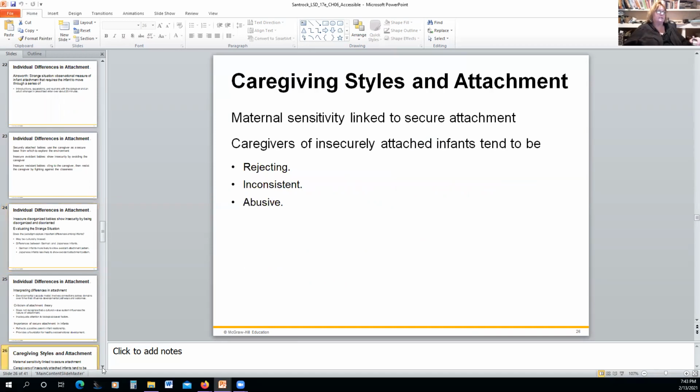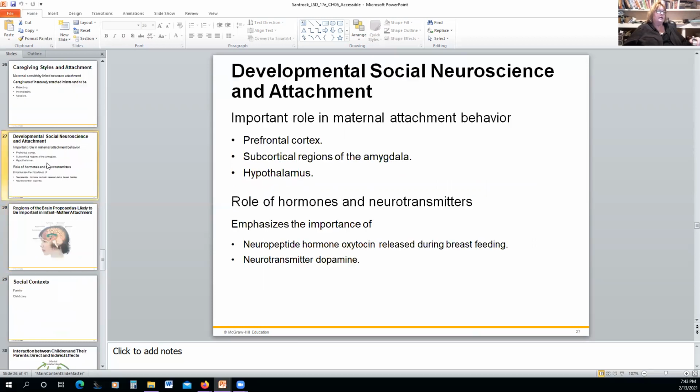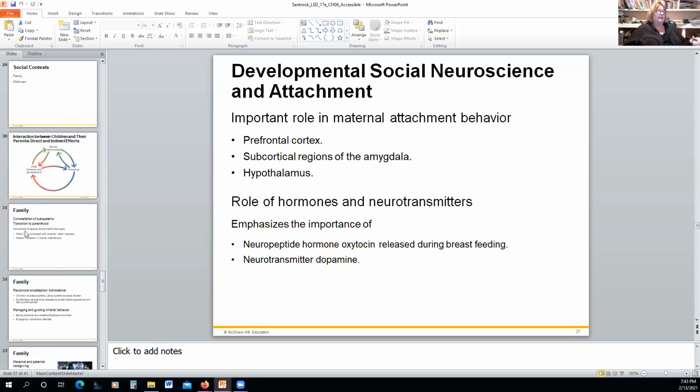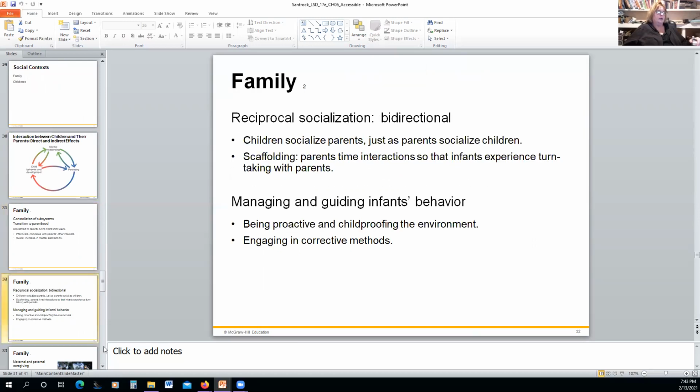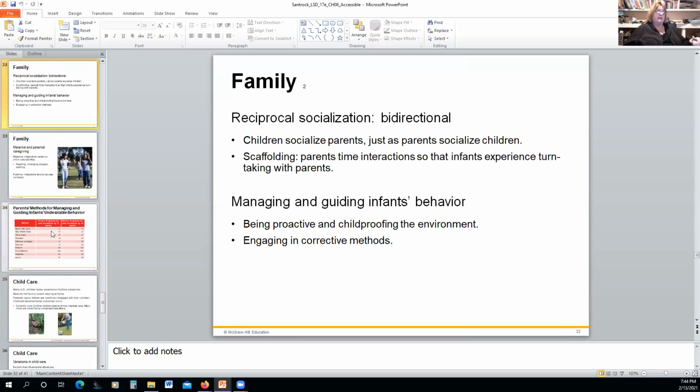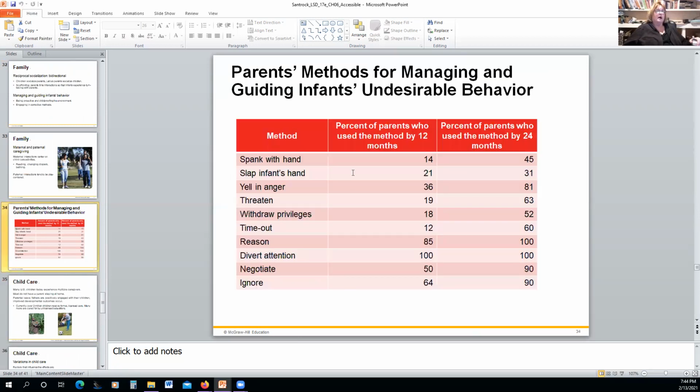And then it talks about some caregiving styles as well, some other things about attachment, the role of hormones, ideas of family, ideas of transition of parenthood. That transition of parenthood is one of the hardest things for many, many couples. And then we talk about just some things that aren't very helpful, honestly. What parents might do to guide undesirable behaviors in their children.